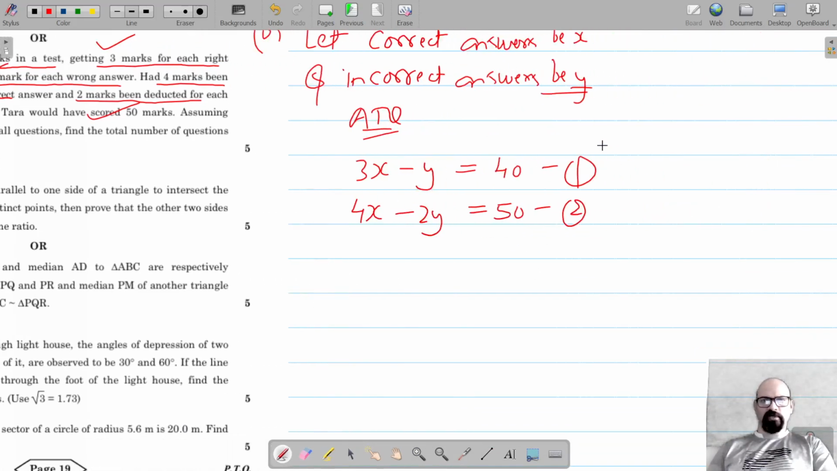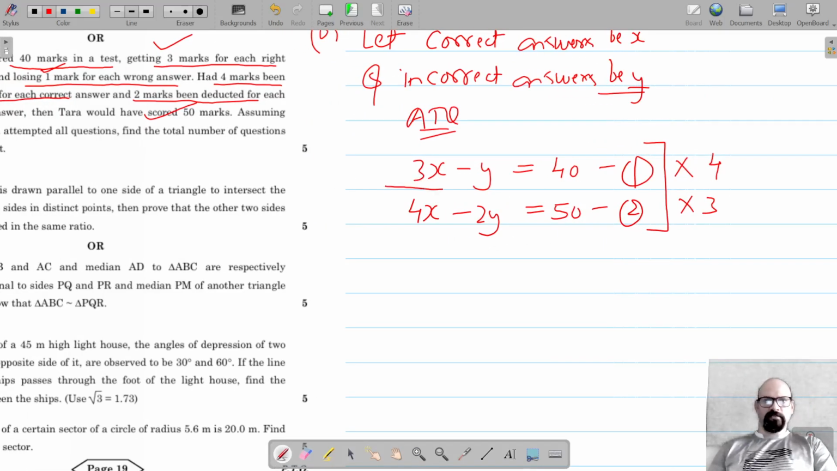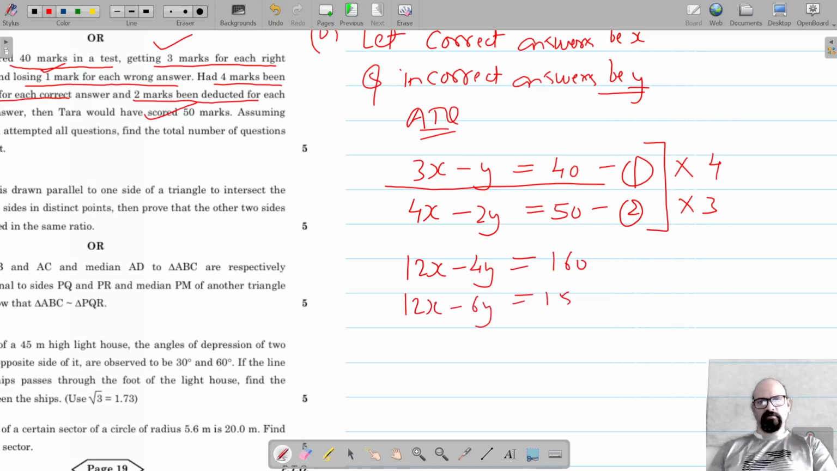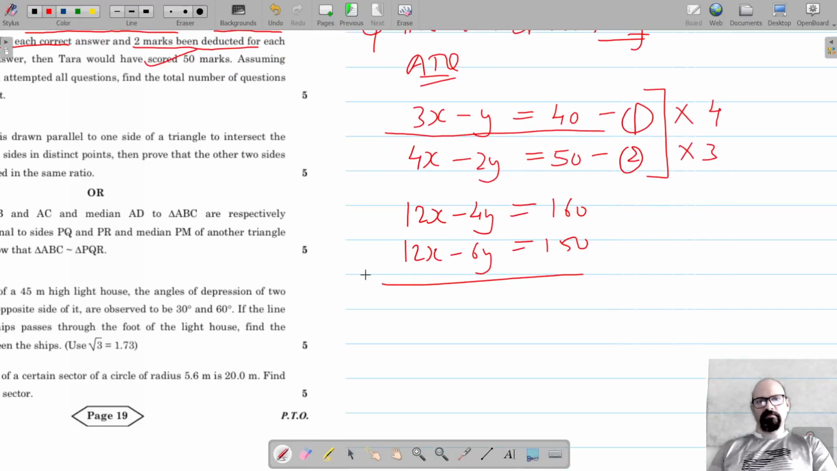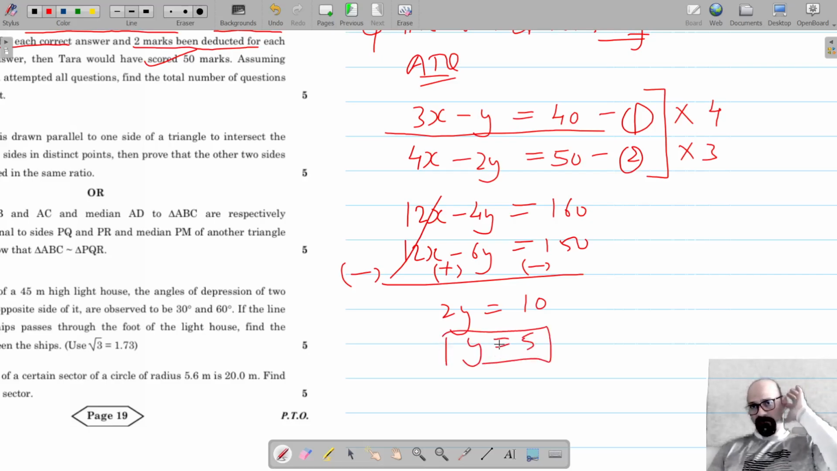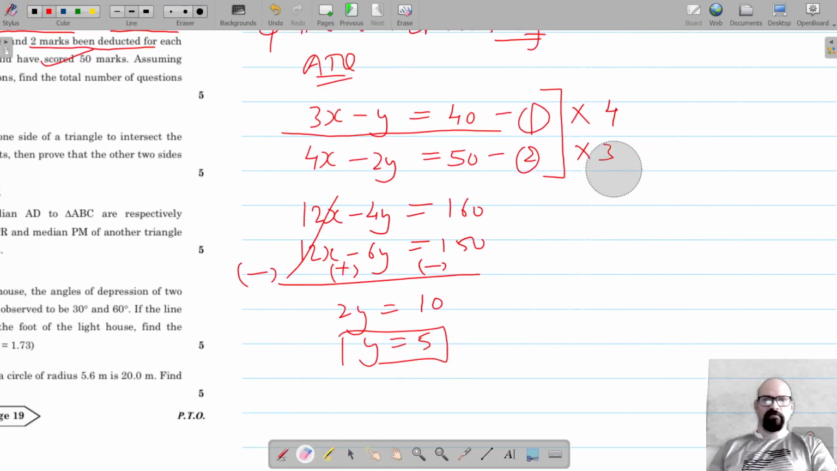So I'm going to use the elimination method, and I'm going to multiply the first equation by 4 and the second equation by 3. If I multiply the first equation by 4, it gives me 12x minus 4y is equal to 160, and this is 12x minus 6y is equal to 150. Now let's subtract these equations by changing the signs of the terms of the second equation. This gets cancelled. Minus 4y plus 6y is 2y, and this is 10, which gives me y is equal to 5. So y is 5, and once again we have to find x.